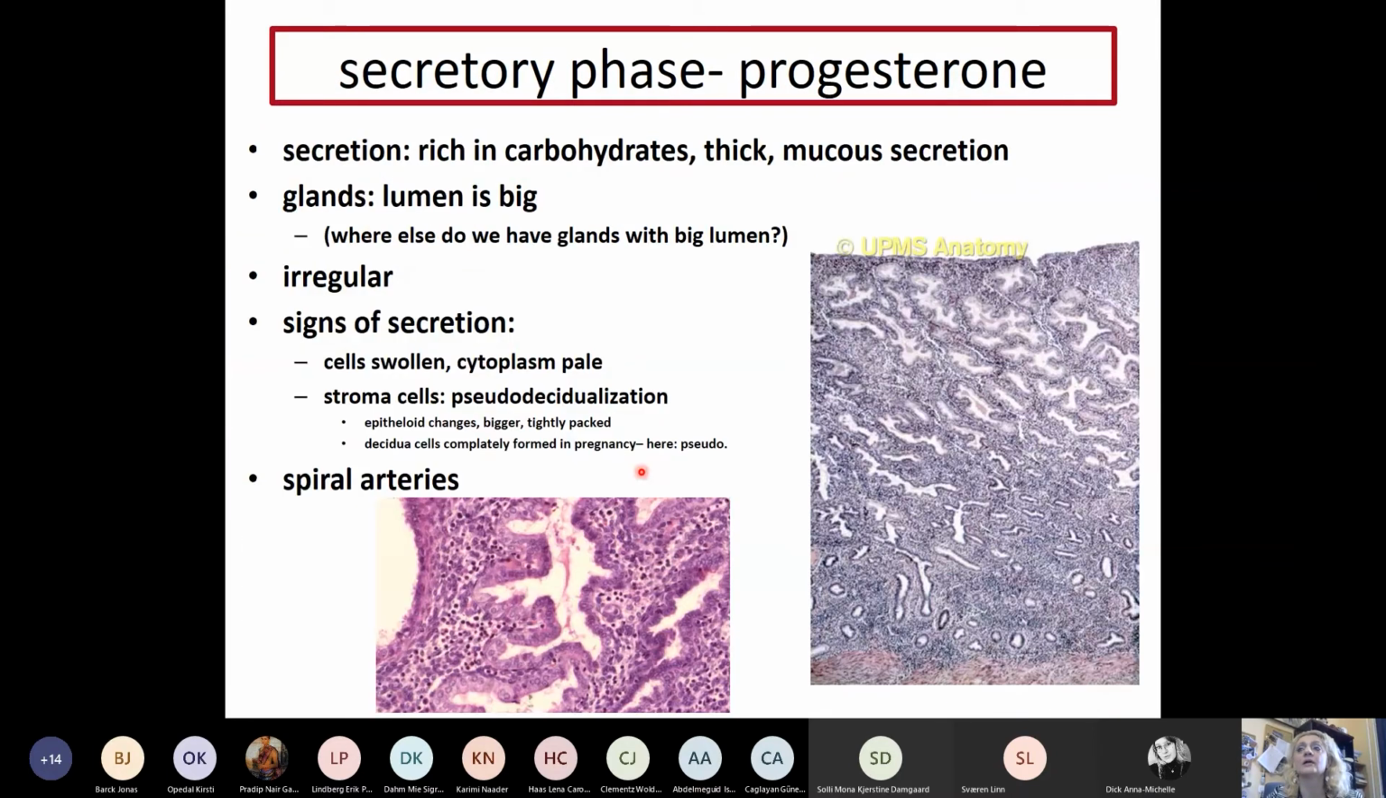If we continue and go to the secretory phase, which is under the influence of progesterone, even the name tells you that it prepares for gestation. It prepares the uterus for gestation, for pregnancy. Okay, so every cycle, every month, our uterus is prepared for pregnancy. In case fertilization happens, the uterus is ready for implantation. So that's the whole point. So these cells prepare the uterus for implantation.